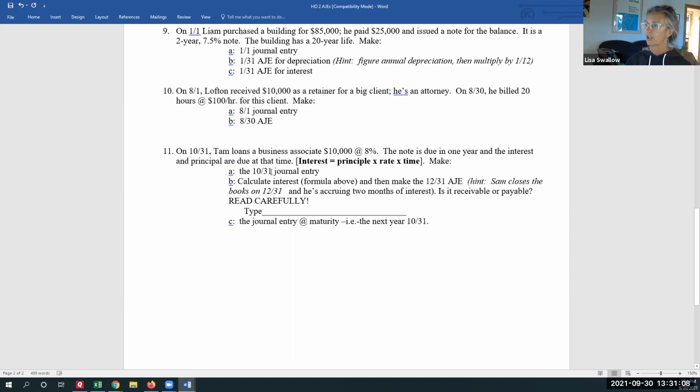So the first thing, you're going to make the journal entry on the date that she actually lends Tam the money, which just happens to be the end of the month. I guess that's kind of confusing because that looks like an AJE, but it's not. It's just she gets out her checkbook and writes her a check on the 31st. So that's a regular old transaction.